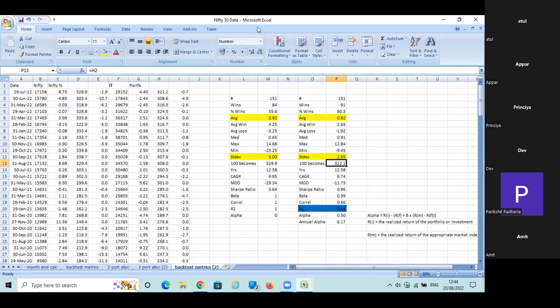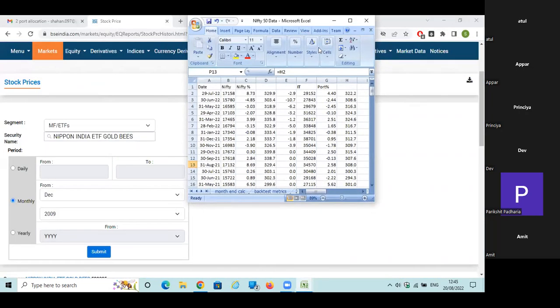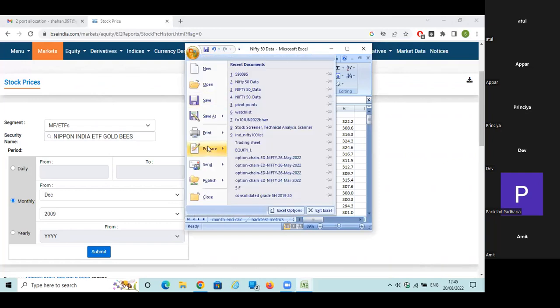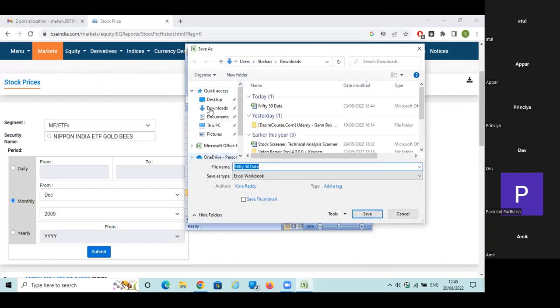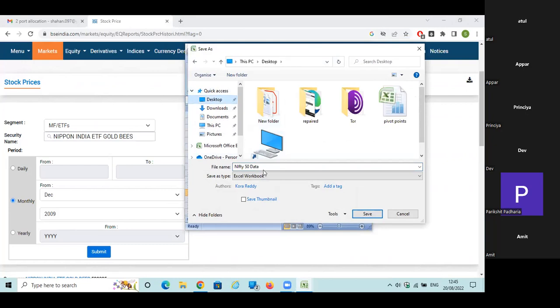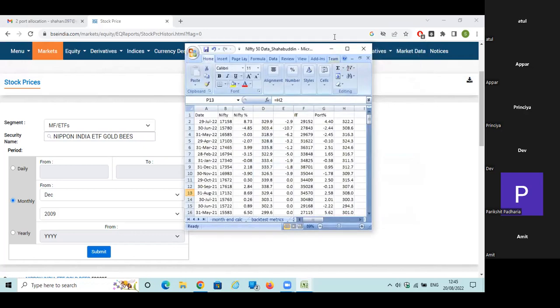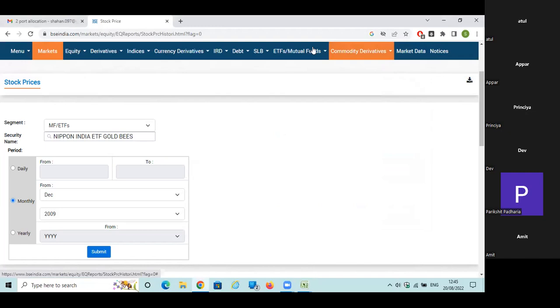You save this sheet and send it to me. Save it as Nifty 50 data underscore your name. Got a few questions. Close it and send it to me.